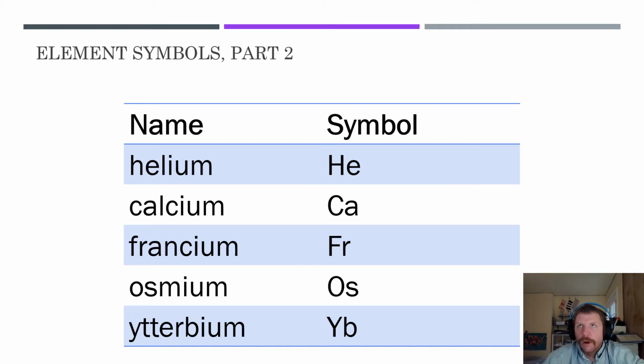Now, there are other elements that are displayed by two letters. For instance, helium, calcium, francium, osmium, ytterbium. And if you notice, the first letter is a capital letter, the second letter is a lowercase letter. Quite often, but not always, the symbol is the first two letters of that name. For instance, helium, He. Calcium, Ca. Francium, Fr. Osmium, Os. Ytterbium, oh, not the case. Yb is the symbol for that.